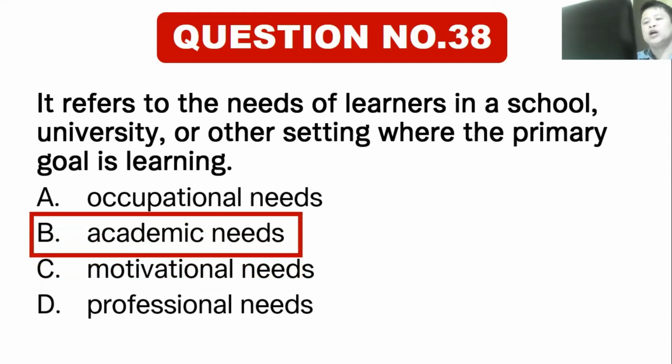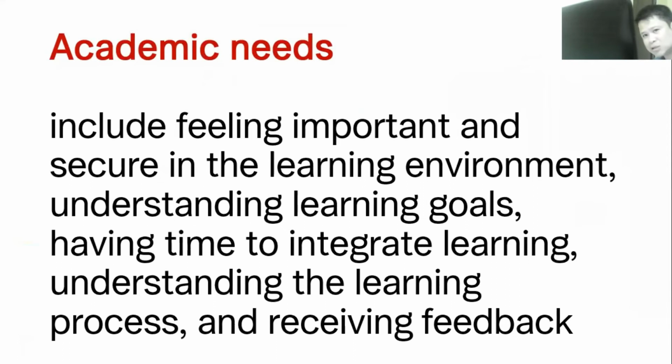It refers to the needs of learners in a school, university, or other setting where the primary goal is learning. Academic needs. Academic needs include feeling important and secure in the learning environment, understanding learning goals, having time to integrate learning, understanding the learning process, and receiving feedback.